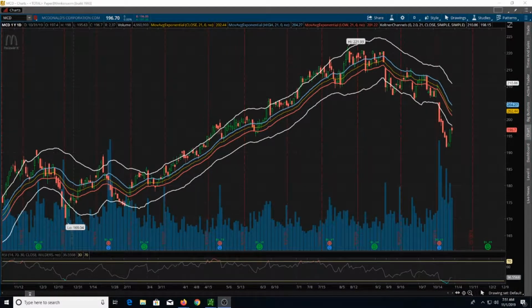Taking a look at McDonald's today. This is one of the stocks that I trade quite a bit. Got it up on my screen here. This is my EMA wave indicator. I'll put a link below if you want to know how to set this up on one of your charts.